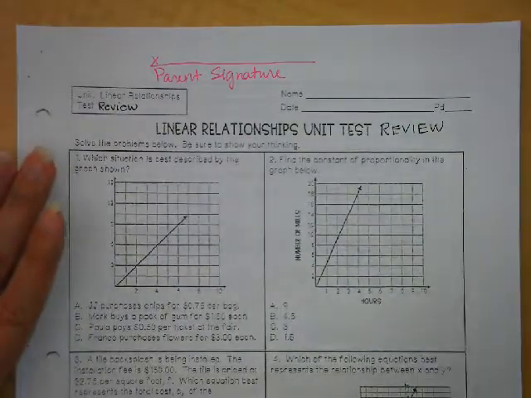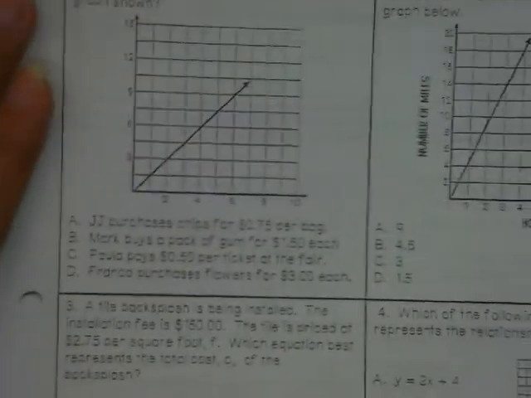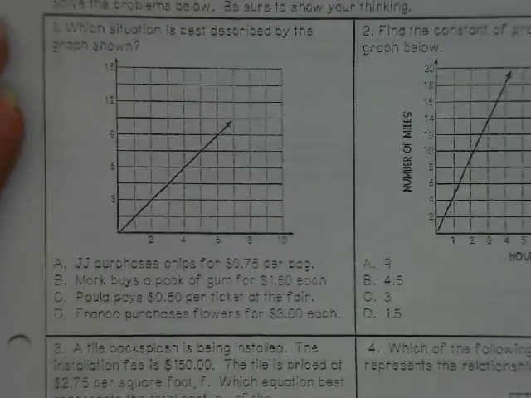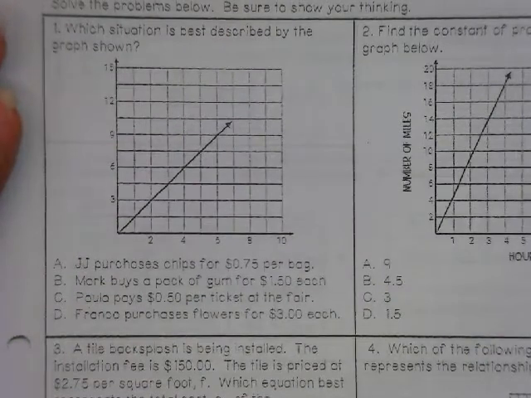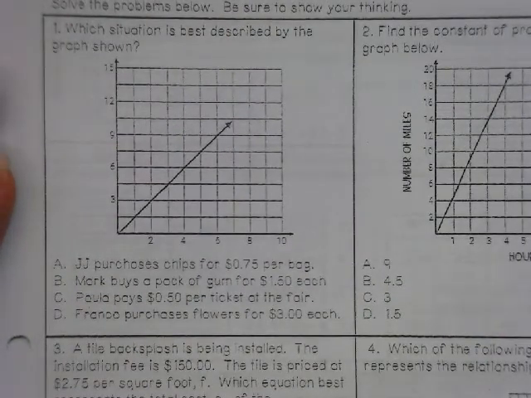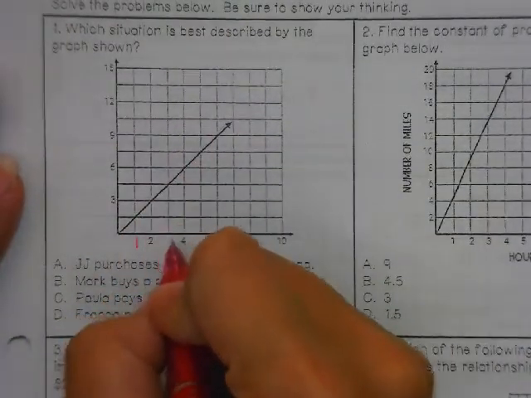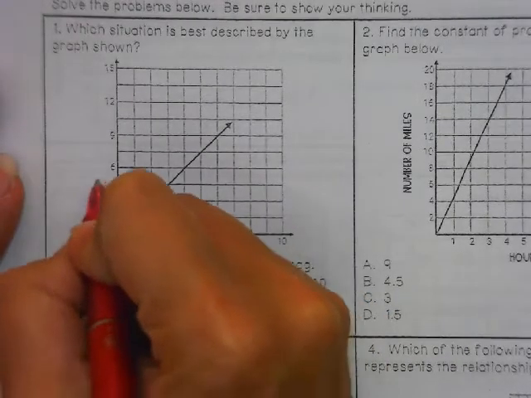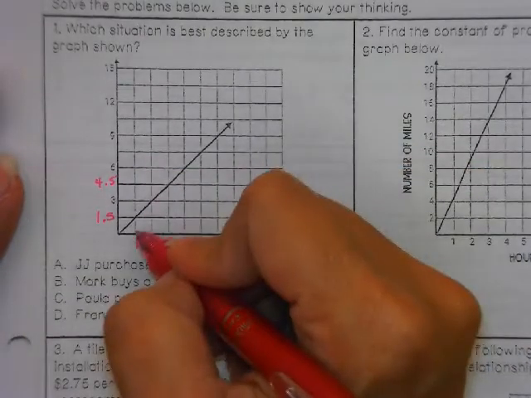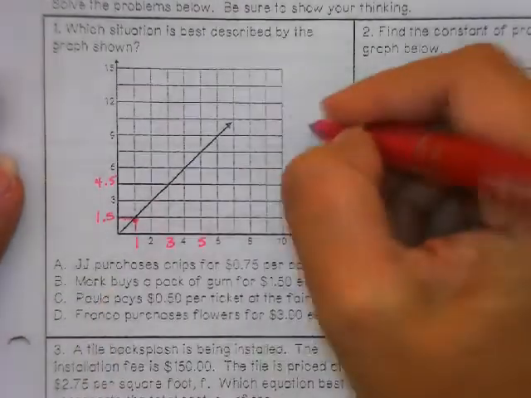I want to go through the review that you should have done. Keep in mind this is all about slope, constant of proportionality, y equals mx plus b. Which situation best describes the graph shown? So you kind of want to double check your scale. Notice this is counting by ones, but this is counting by 1.5. So you can see 1 is 1.5.